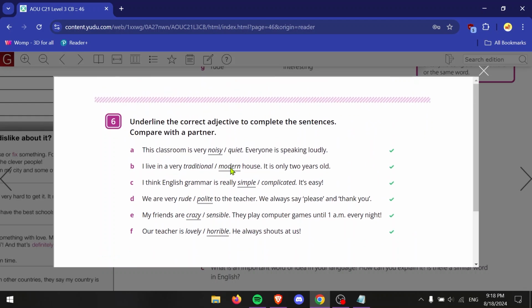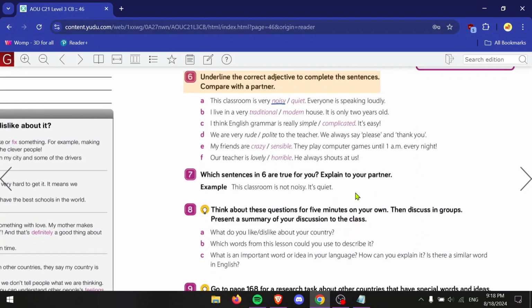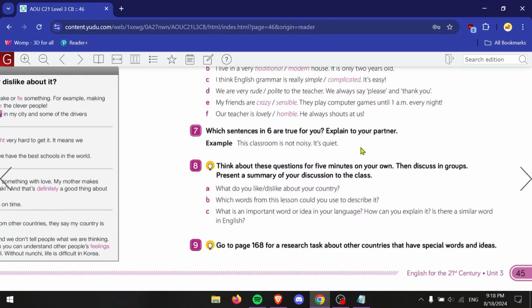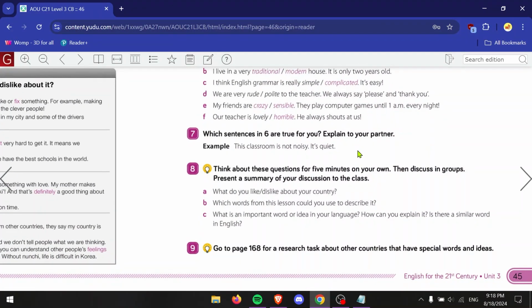Let's check our answers. Here we go. Okay, I hope you got similar answers. If not, that's okay. Now you know what each of the words mean and their opposites. What else do we have?